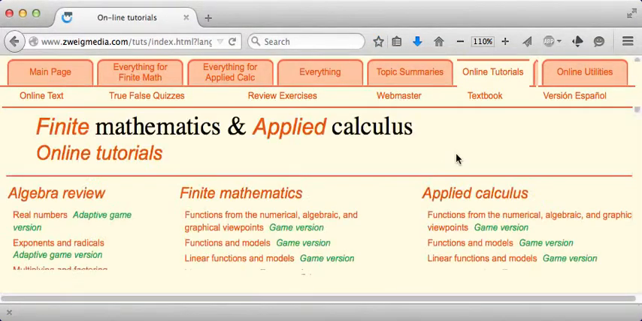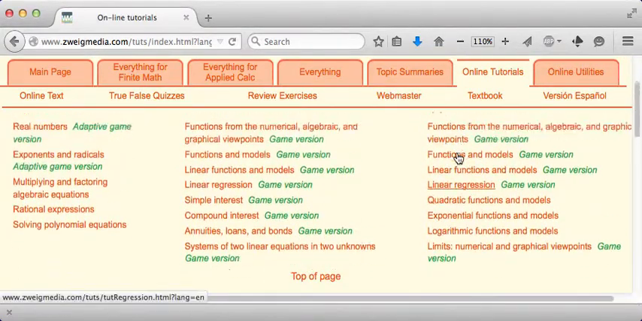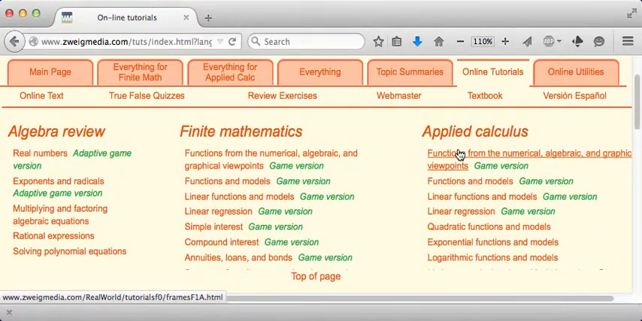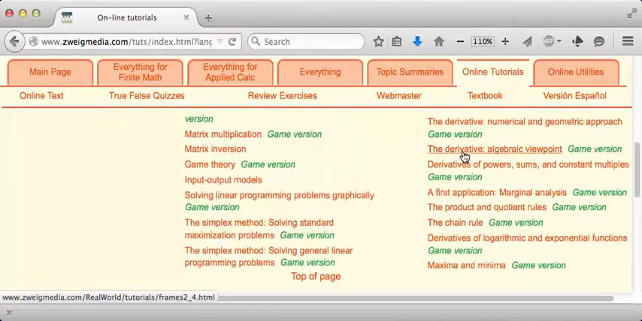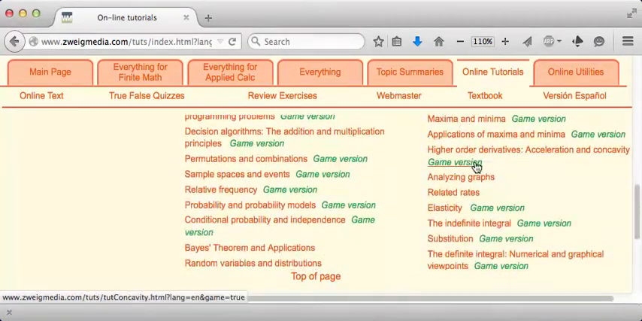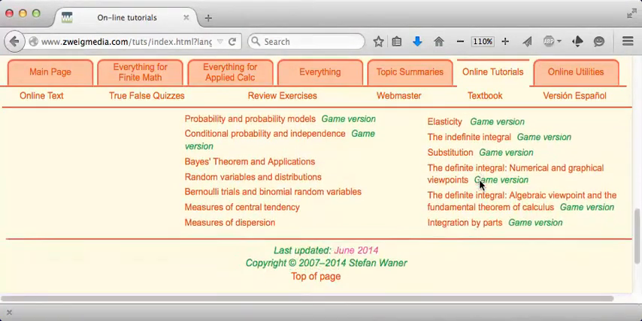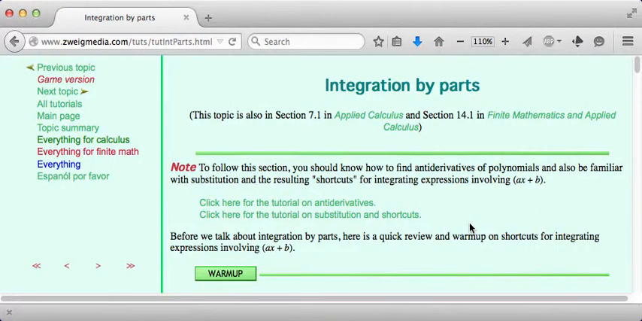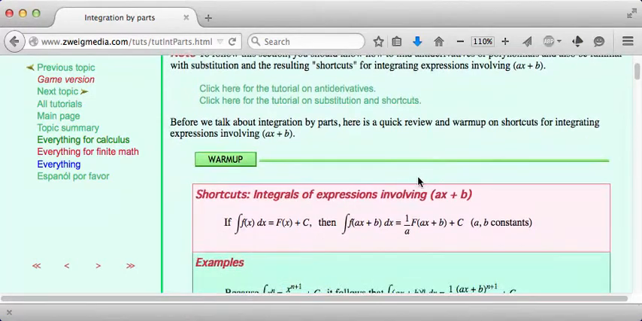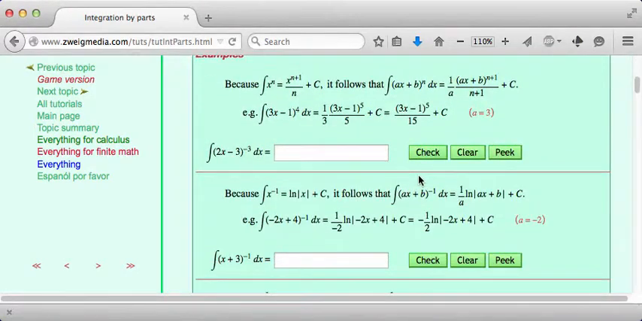Then we scroll down to where we see integration by parts. That's in the applied calculus section, somewhere near the bottom. There it is, the very last one. Click on that and you get a tutorial. Now that tutorial basically goes through the stuff I went over with you in the videos. So we don't have to go through that again. All you have to do is watch those videos. But in addition to going over all the stuff, there's practice.